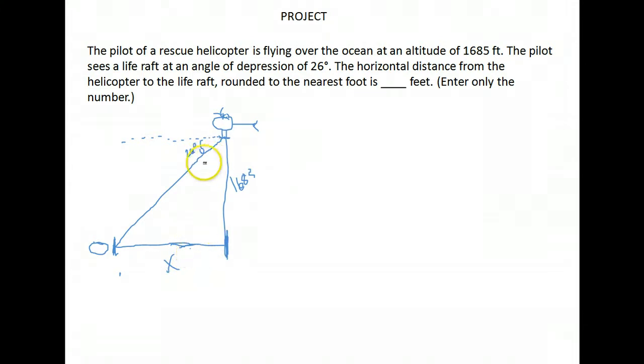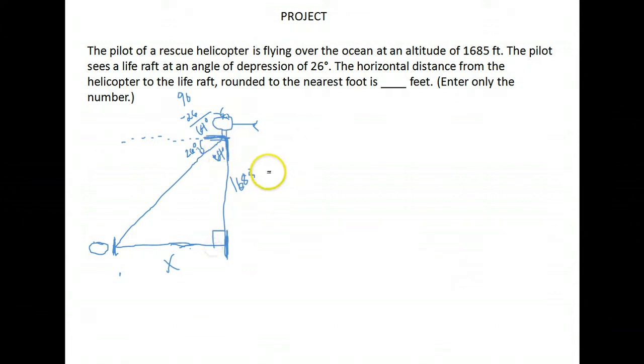All right, the first thing we have to do is figure out what's our angle right here. Again, this horizontal line and our altitude should make a square corner, a 90-degree angle. So if this is 26, how many degrees are left for our other angle? Take 90 minus 26 and we get 64 degrees. Okay, so this is a 64-degree angle.